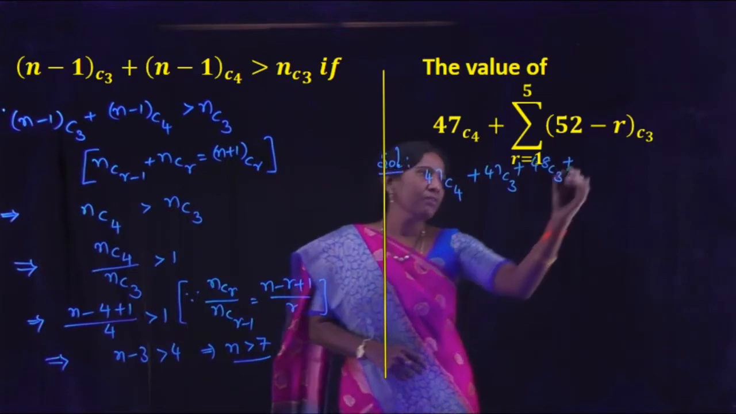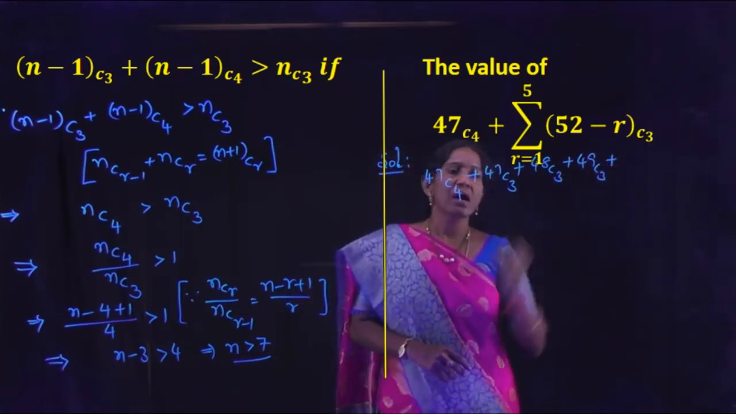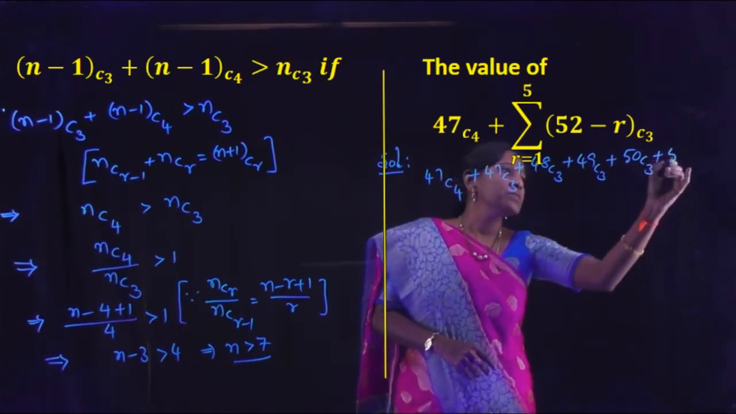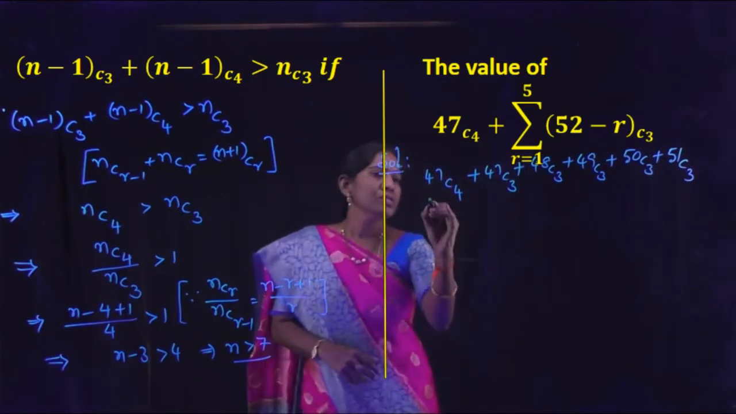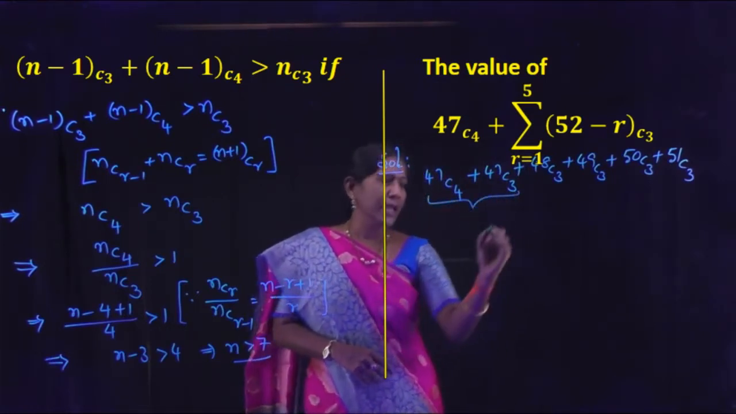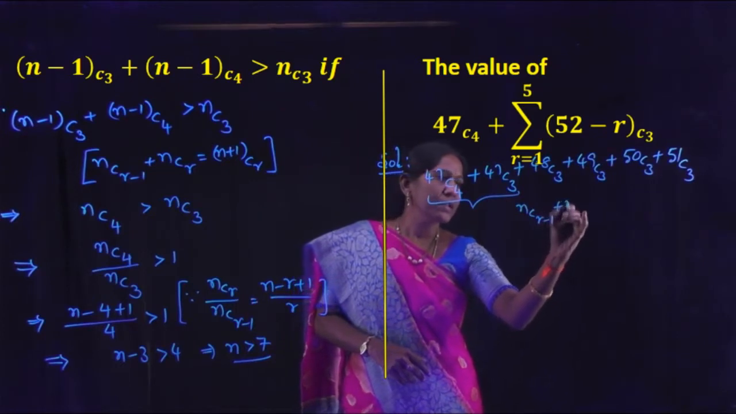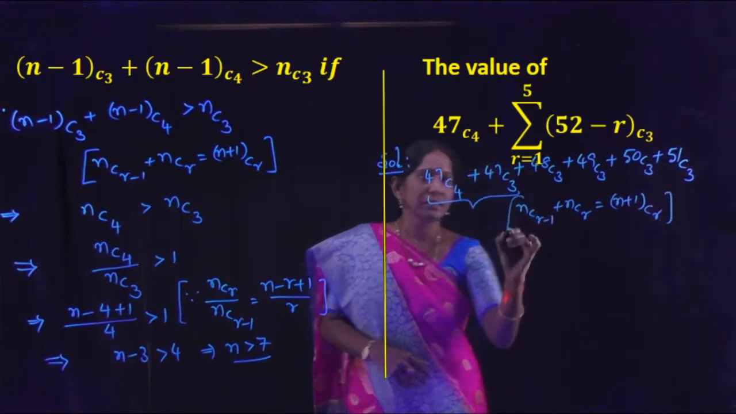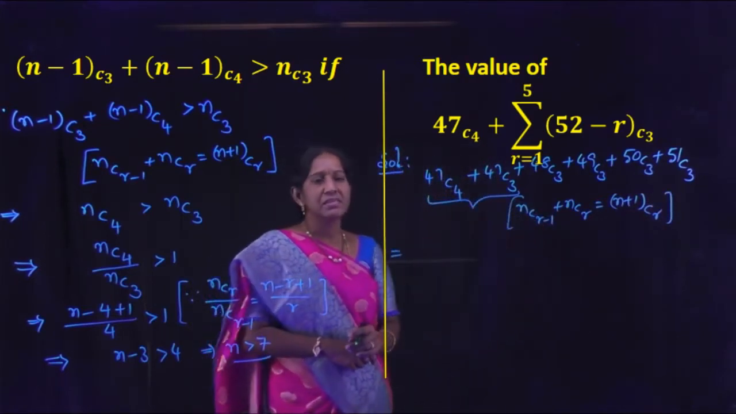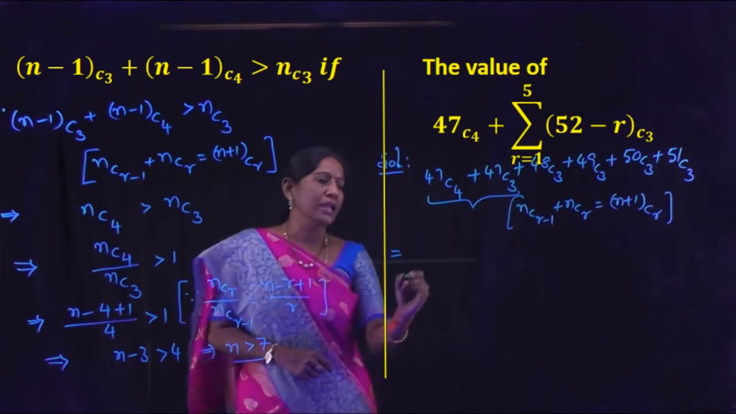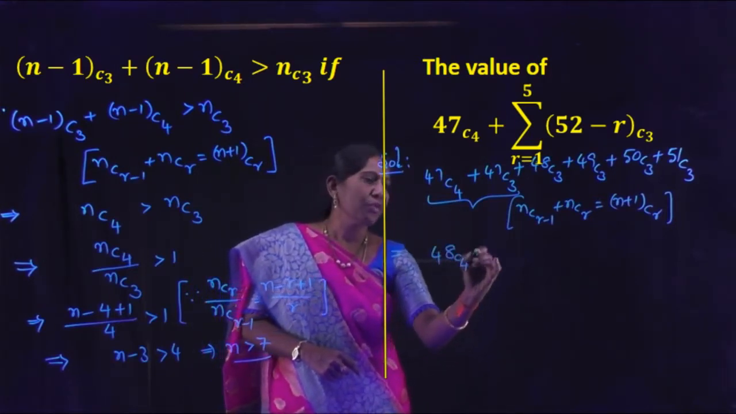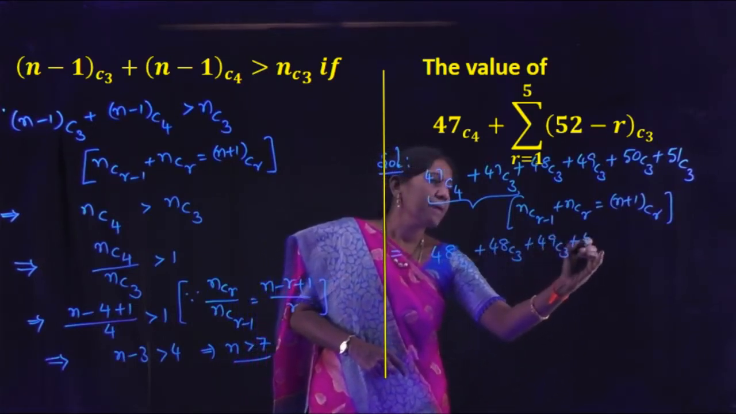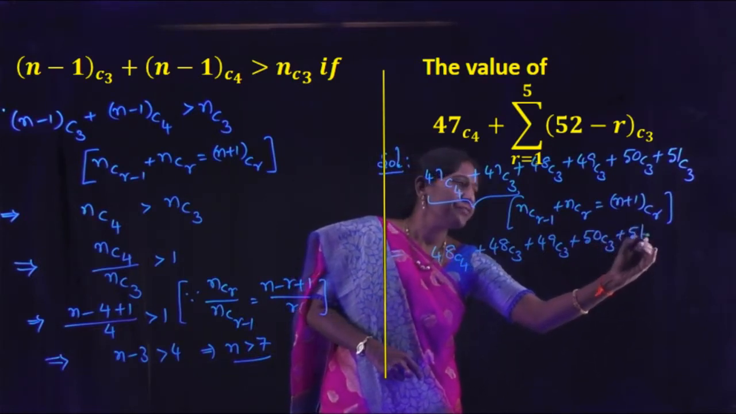r equal to 3, 49C3 plus r equal to 2, 50C3 plus r equal to 1, it becomes 51C3. So, in this we can apply the formula nCr minus 1 plus nCr is (n plus 1)Cr. Then this is 47C4 plus 47C3, that is 48C4 plus 48C3 plus 49C3 plus 50C3 plus 51C3.